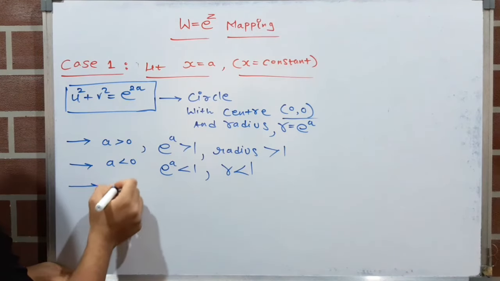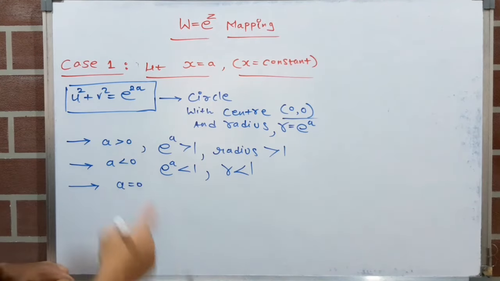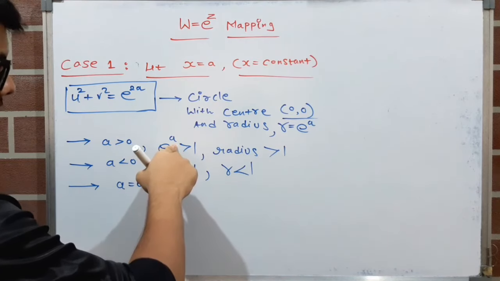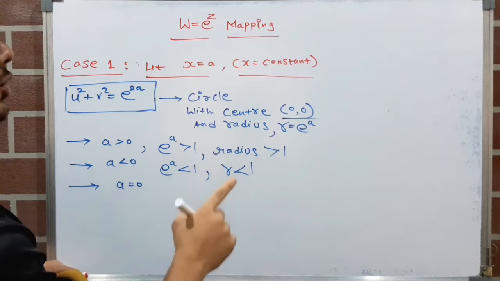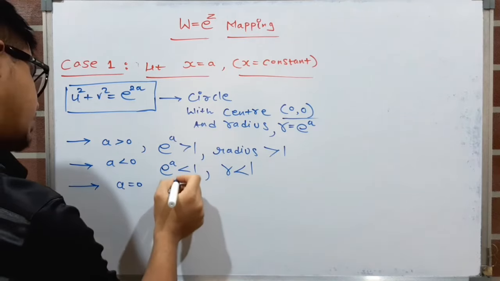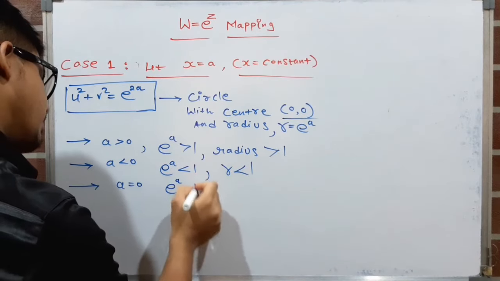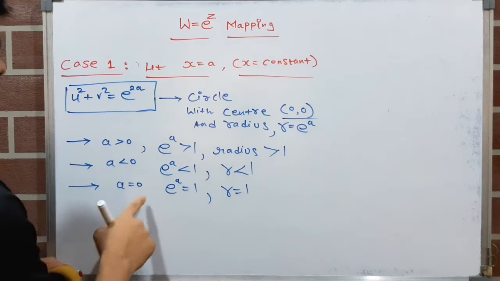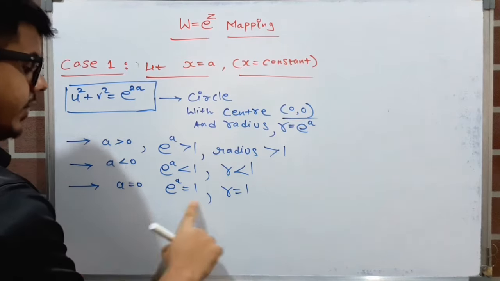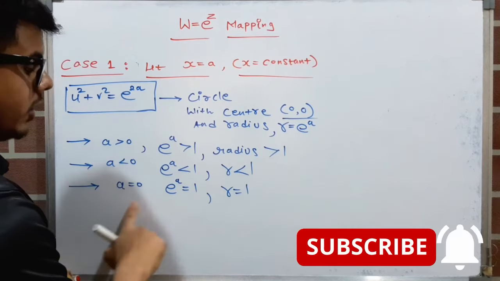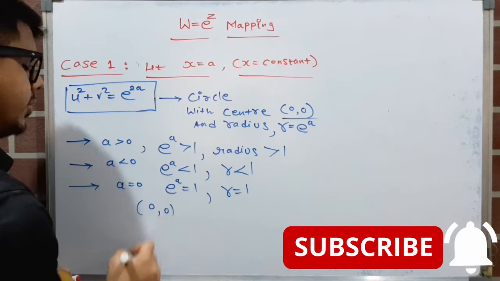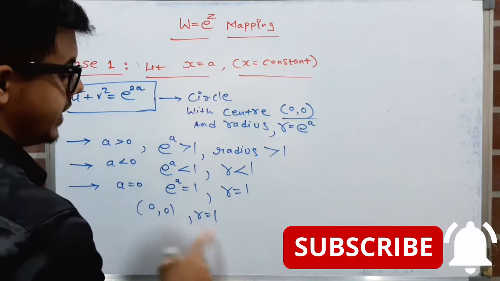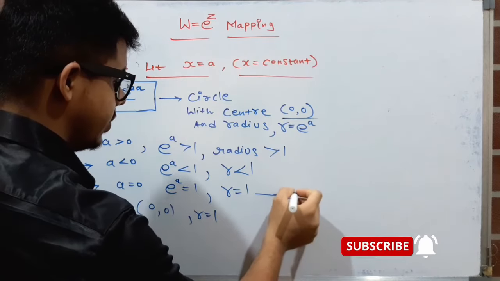Now the third condition, when a is equal to 0. If you put a equal to 0, e raised to 0 becomes 1, so the radius is 1. With this condition we get a unit circle, because the center is (0, 0), at the origin, and the radius is equal to 1. So this circle is known as the unit circle.